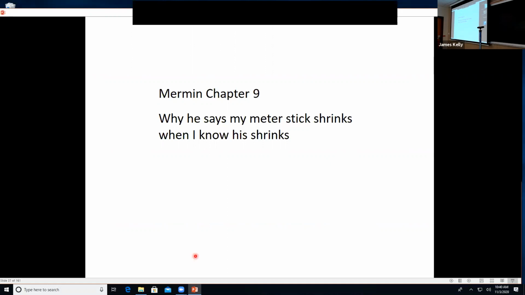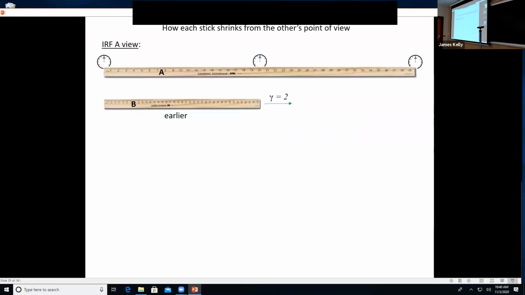Same thing here. I think from Merman's point of view, there is something new, but we did this discussion once before back in chapter 6, whenever we talked about the length contraction. Why, he says, my meter stick shrinks when I know his shrinks. How is that possible? It sounds like a logical contradiction. Here's the picture. We've shown this picture before, but just to remind you, because this is one of the things I want you to come away with from this course, is thinking, it sounds paradoxical. What's the picture?